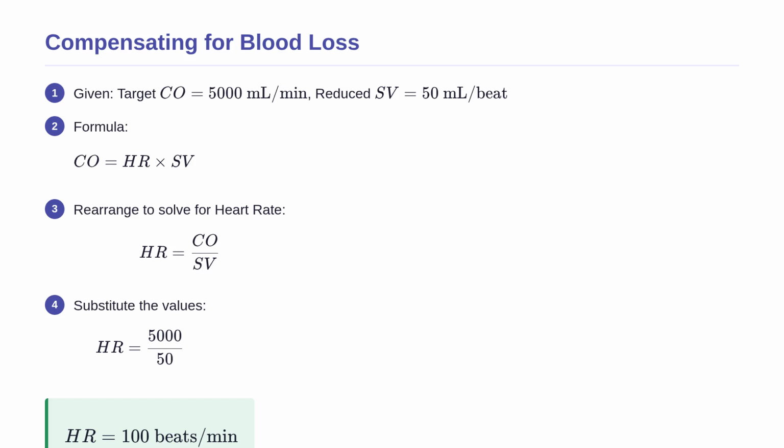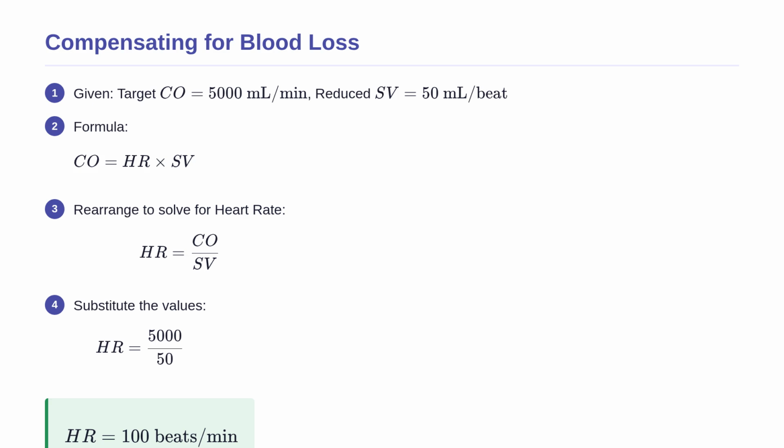Let us look at a slightly more complex, real-world scenario using the same formula. A trauma patient has lost blood, causing their stroke volume to drop dangerously low to 50 milliliters per beat. However, their vital organs still require a normal cardiac output of 5,000 milliliters per minute. We need to find the new heart rate required to maintain this flow.